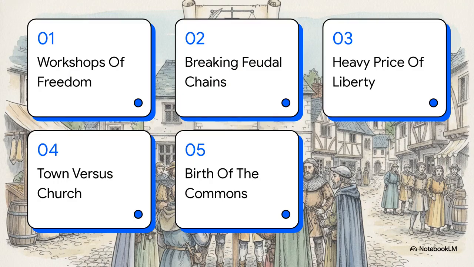Here's our roadmap for today. We'll start with the workshops of freedom, then move on to breaking the feudal chains and the heavy price of liberty. After that, we'll look at town versus church and wrap things up with the birth of the commons.